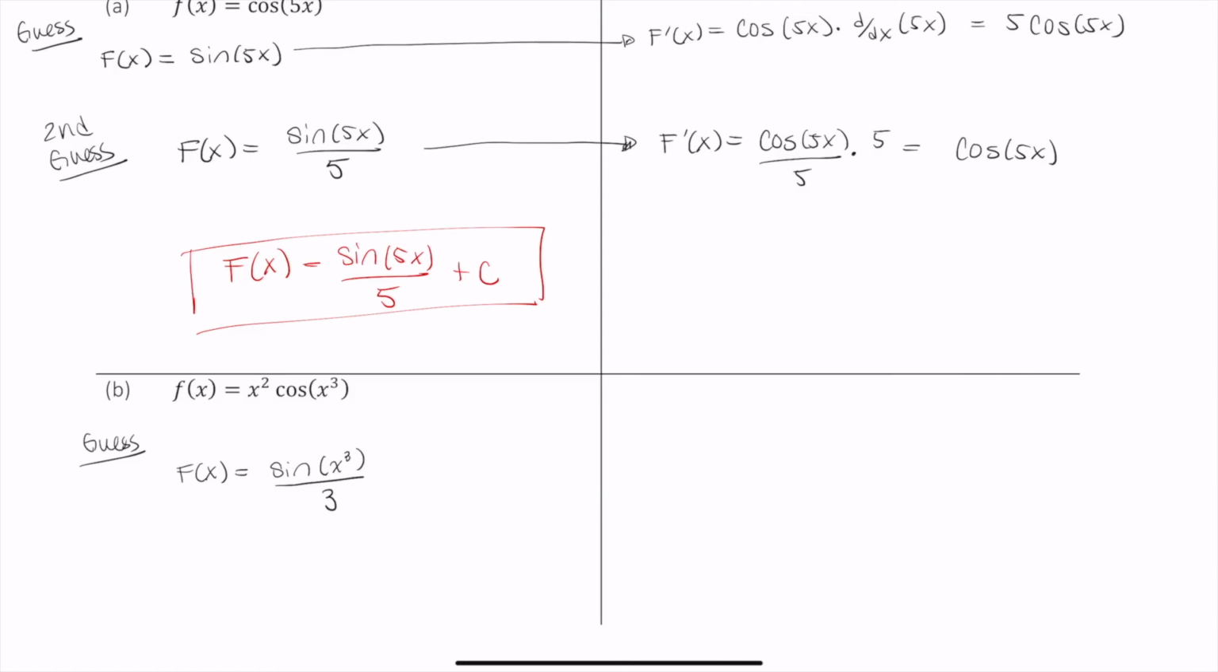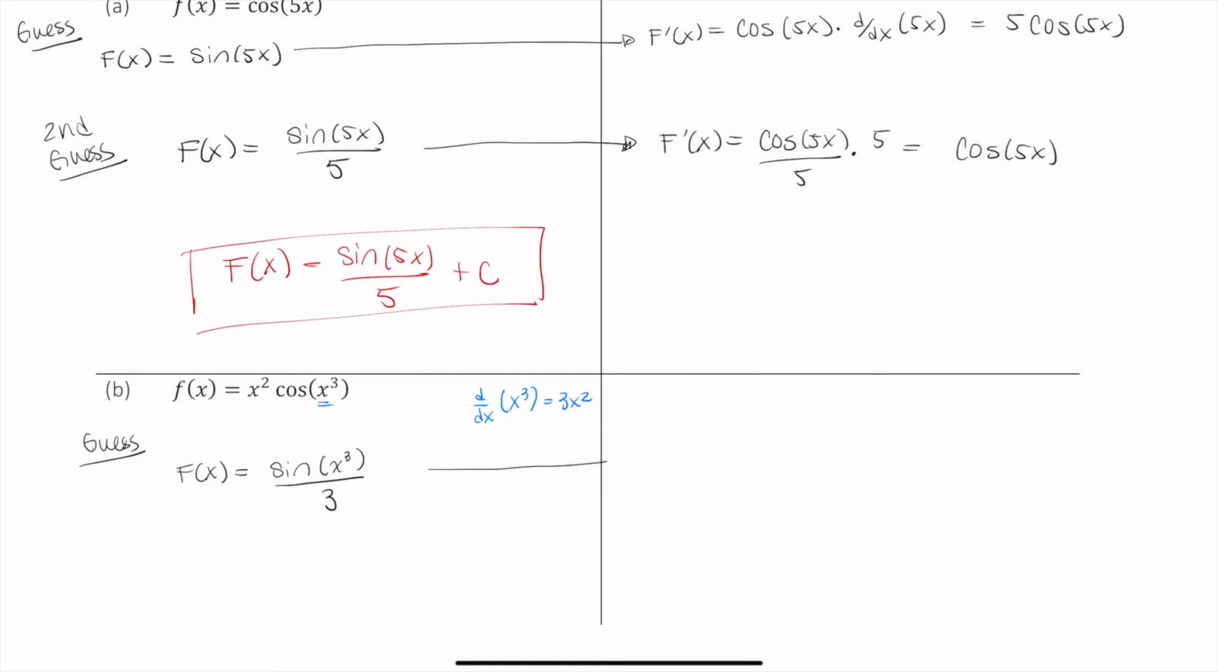And if you're wondering why I put a 3 there, let's take a look at the derivative with respect to x of x cubed. That's going to be 3x squared. I have an x squared out front, but I don't have a 3 out front. And in order to account for that 3, I'm dividing by 3 here.